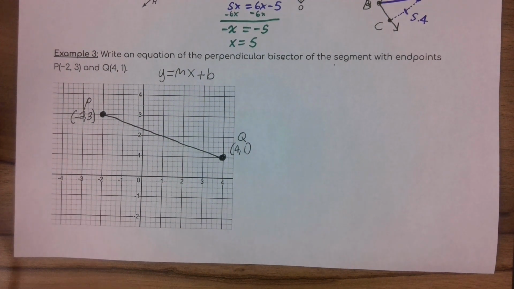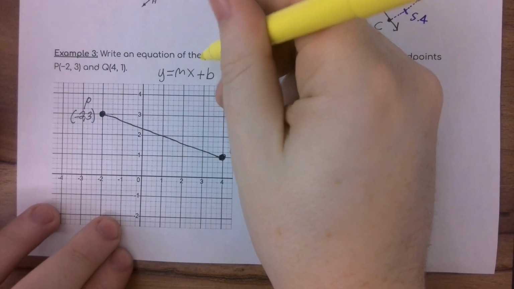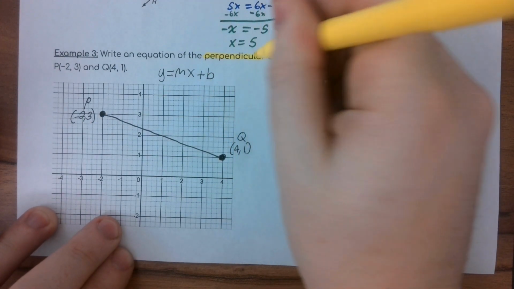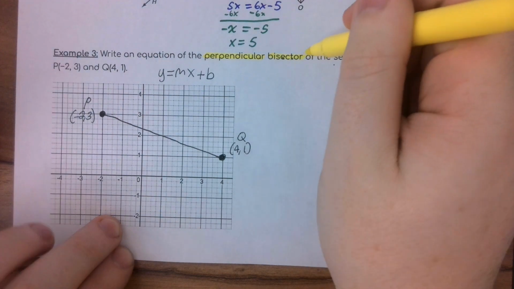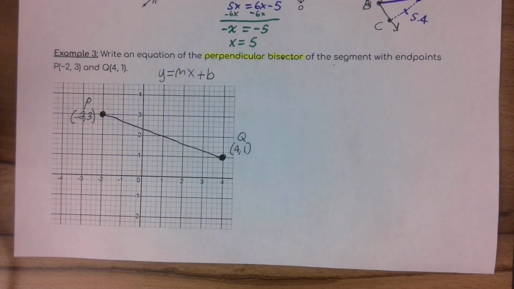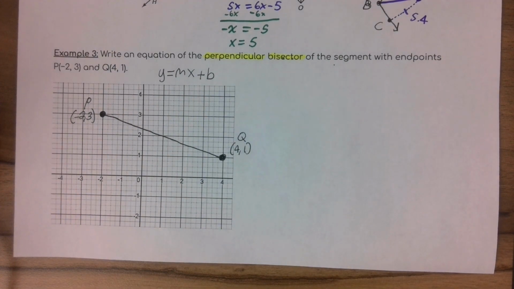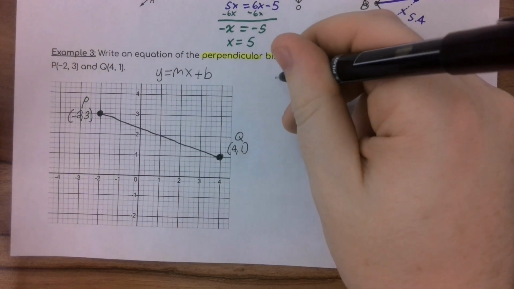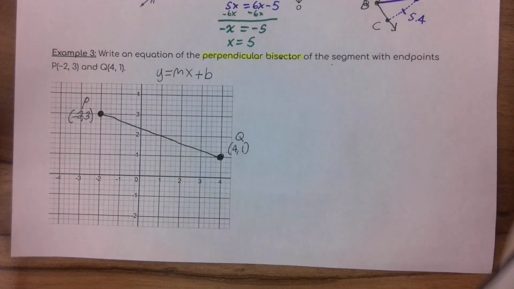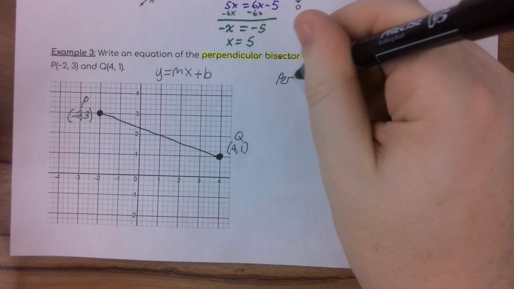The fact that we are asking for the equation of the perpendicular bisector means that we will have to cut this line segment exactly in half, and we're going to have to figure out what's perpendicular to it. So we can do this in any order. I'm going to start by figuring out how a line can be perpendicular to it.